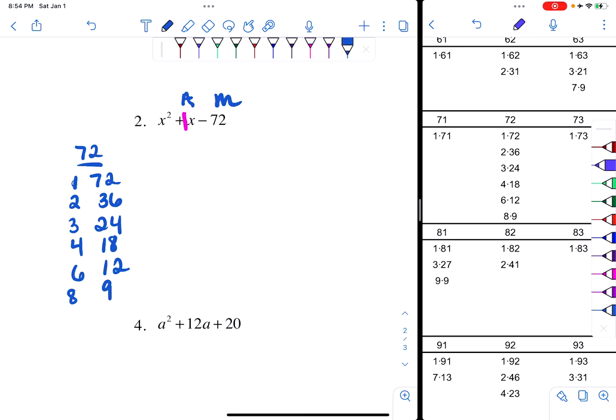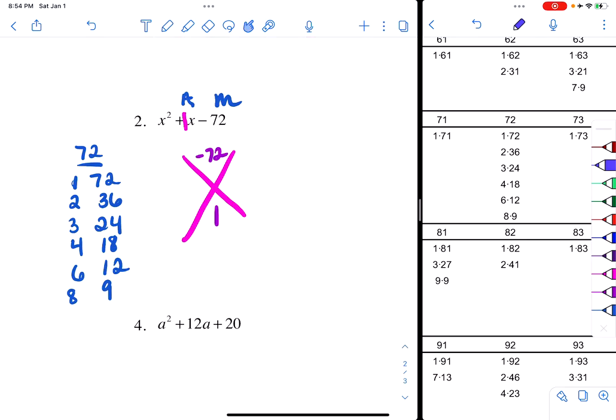We now draw our diamond. We want to multiply to negative 72 and add up to 1. So if I'm going to add up to 1, what that means is my integers have to be 1 away from each other. So if I look, it has to be 8 and 9. These are the only ones that are 1 away from each other. If I look at 1 and 72, those are 71 away. 2 and 36 are 34 away. 3 and 24 are 21 away. It has to be my 8 and my 9.